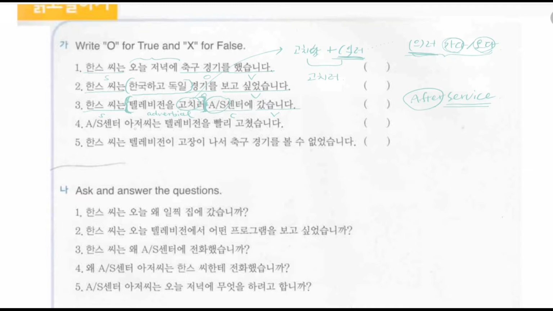4번. AS 센터 아저씨는 텔레비전을 빨리 고쳤습니다. 자, subject, the man at the AS Center 빨리 고쳤습니다. This is adverb, modify the verb, isn't it? Quickly fixed. Fixed quickly what? 텔레비전을, TV. 5번, 한스 씨는 텔레비전이 고장이 나서 축구 경기를 볼 수 없었습니다.